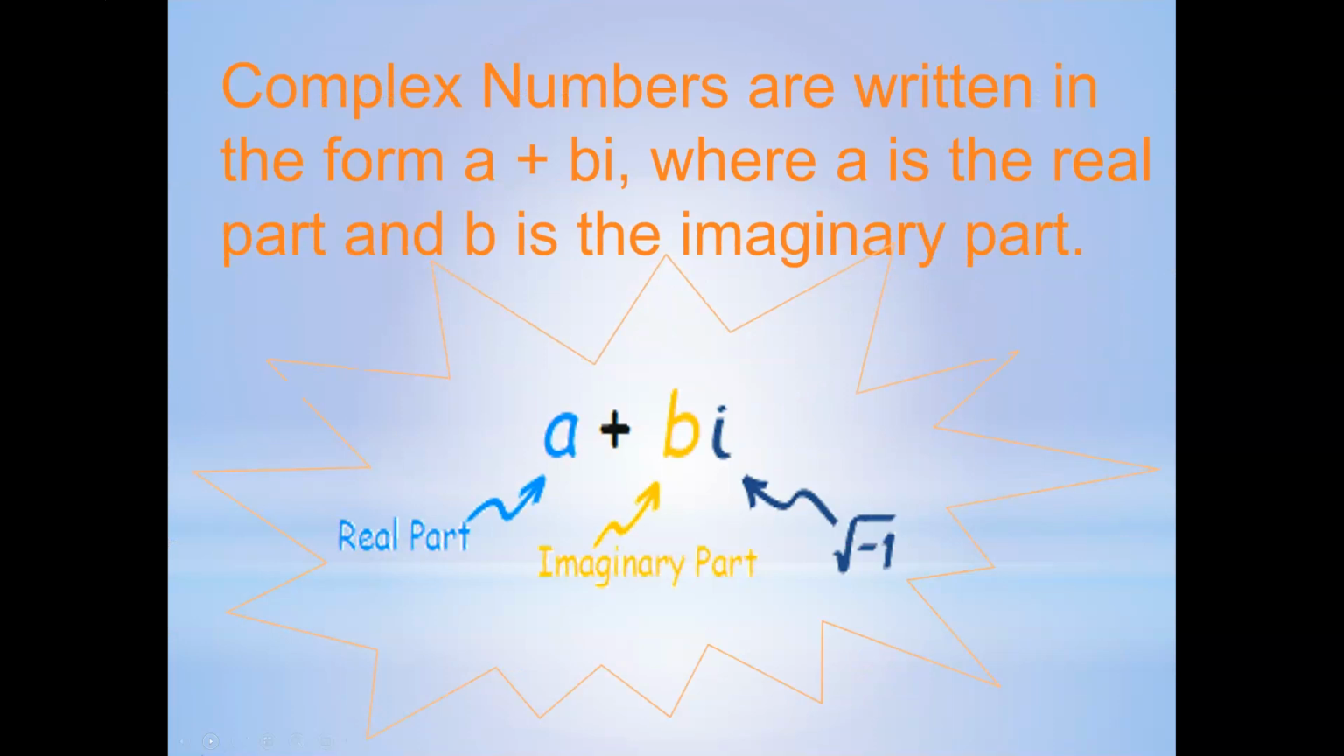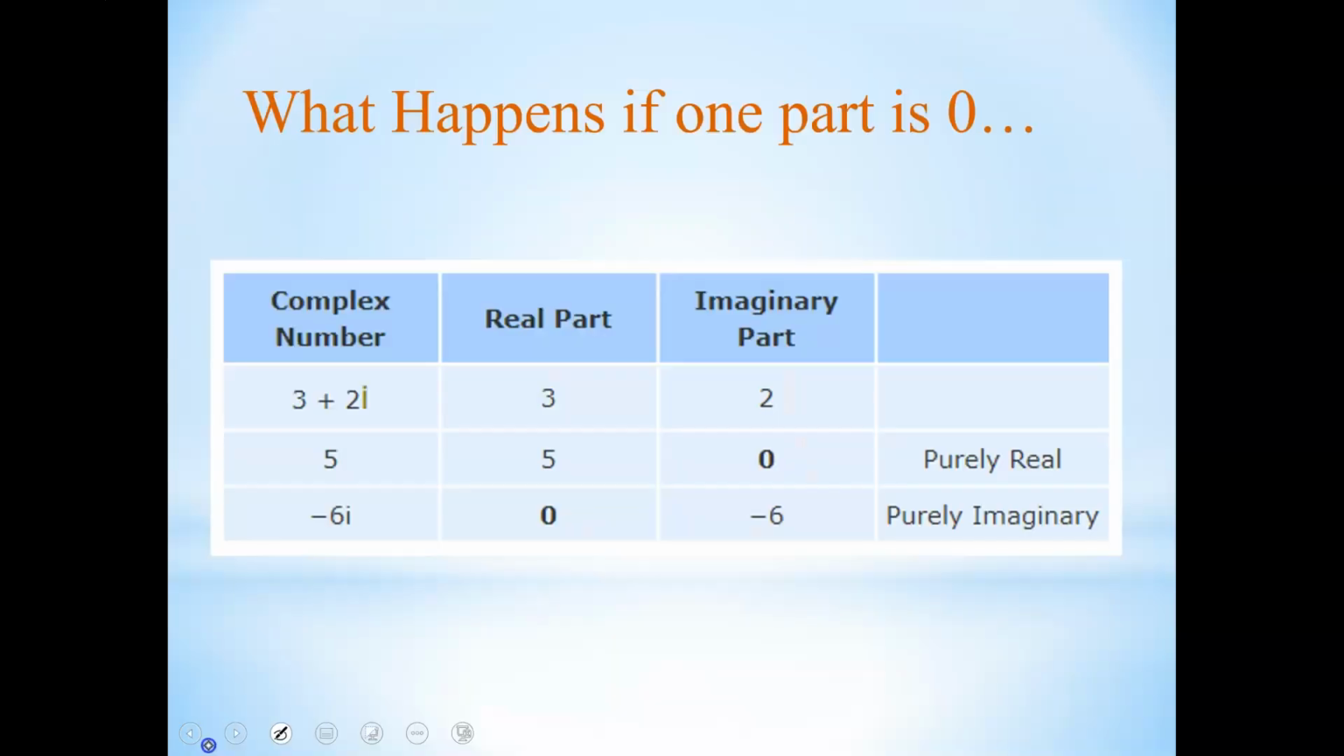So, complex numbers are written in the form of a plus bi, where a is the real part and b is the imaginary part, okay? So you'll have a whole number, and then you'll have a number with an imaginary number, okay? And just remember that i is the square root of -1, okay?